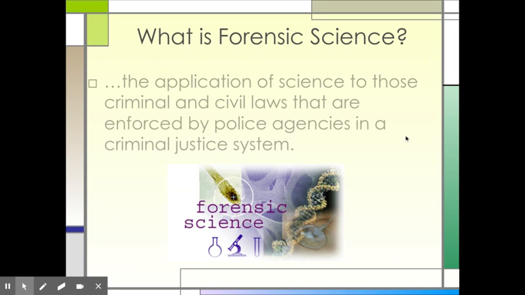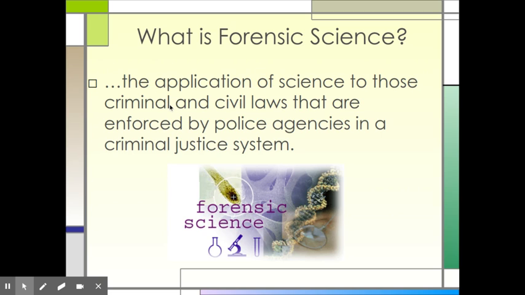All right, so what is forensic science? By definition, it's the application of science to those criminal and civil laws that are enforced by police agencies in a criminal justice system. A bunch of fancy words here. The application of science, and we're talking about all branches of science, everything from chemistry to astronomy, if you need to use astronomy. Any branch of science that can somehow be tied to a criminal or a civil case can be used in a court of law. That would fall under the auspice of forensic science.